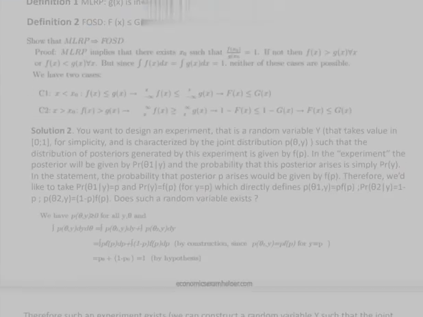Solution. Definition 1, MLRP: f(x)/g(x) is increasing in x. Definition 2, FOSD: F(x) is less than or equal to G(x) for all x.